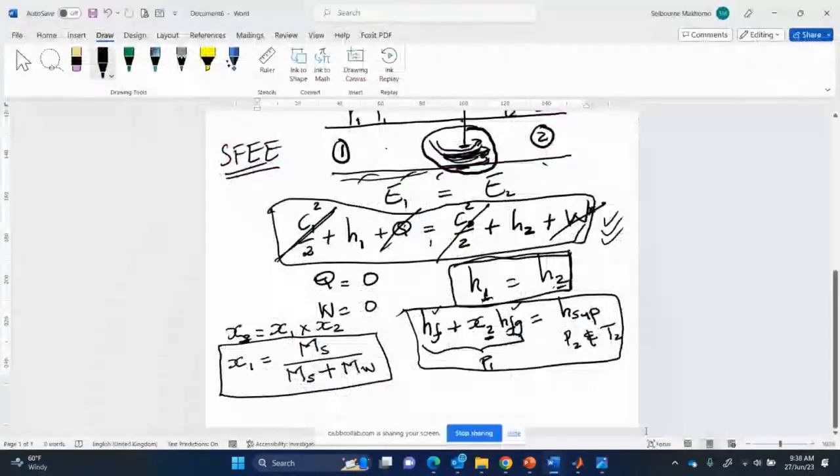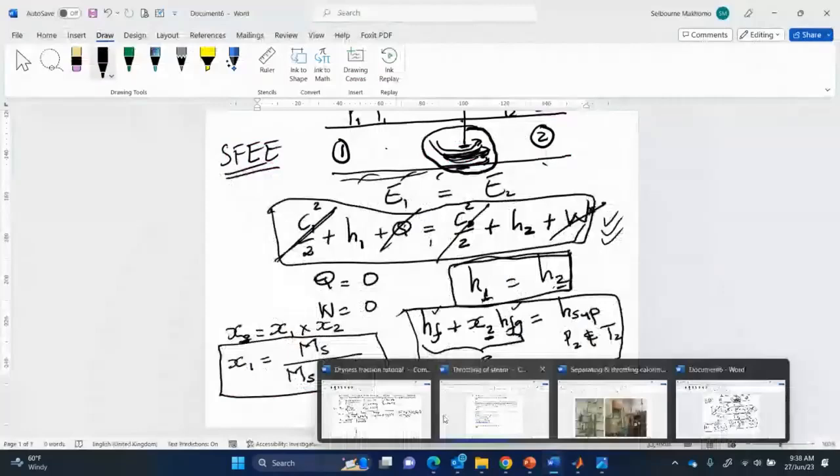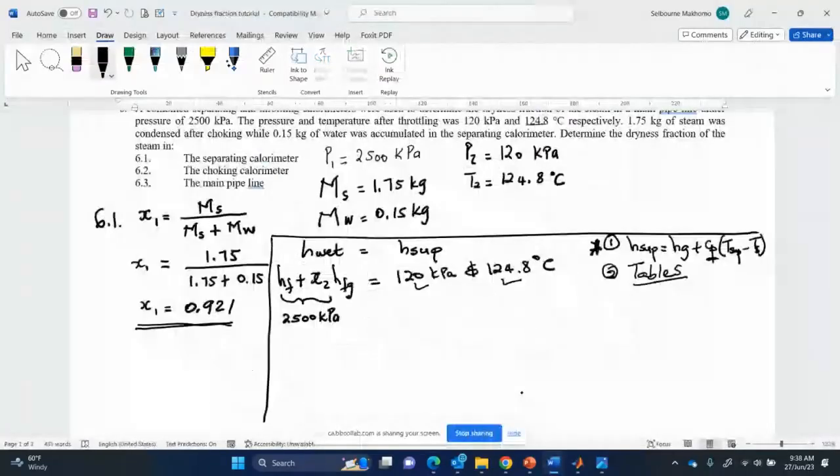Oh, sorry, where are we? We are here. Tables, that method is also out. It is not helpful at all. Now we go to the third one. The third one is the Mollier diagram.